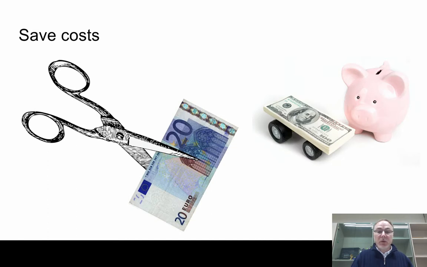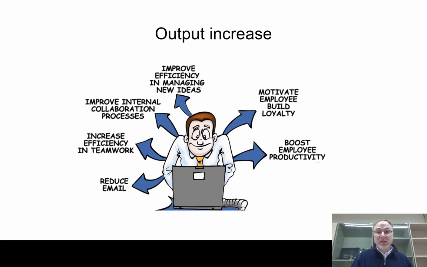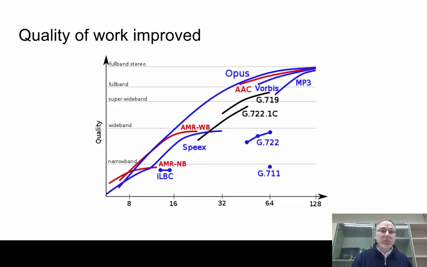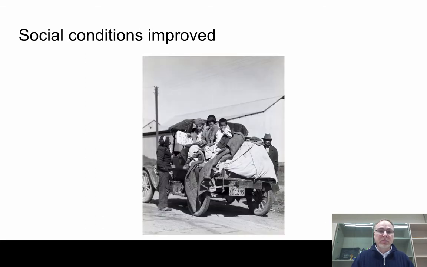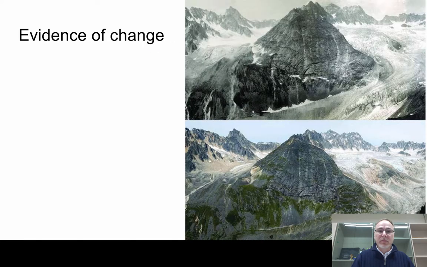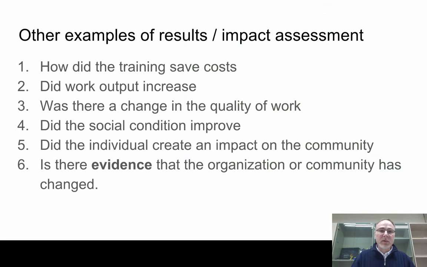Some of the things you can look at for outcomes or results might be training that leads to saving costs, increases efficiency and output, or improves the quality of work. This evaluation model works in industrial settings as well as service industries as well as traditional education environments. A few other examples of results that we've seen in those photos are listed here. Was there a social condition that improved? Did an individual create an impact on the community, etc.?